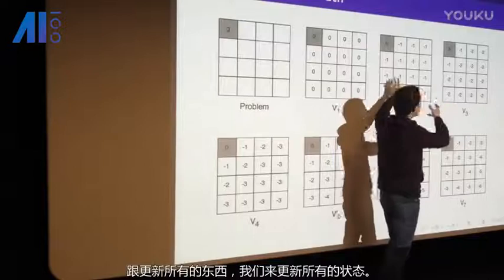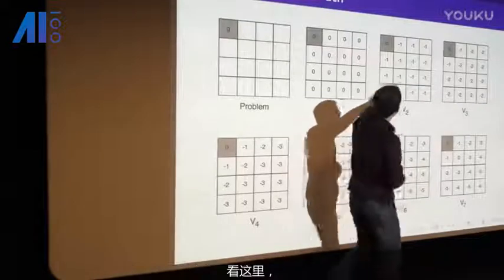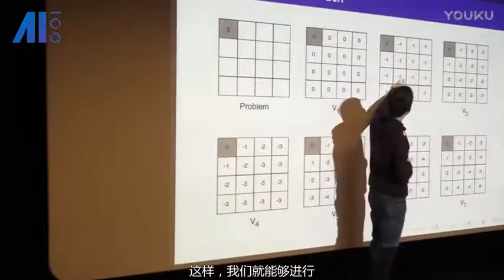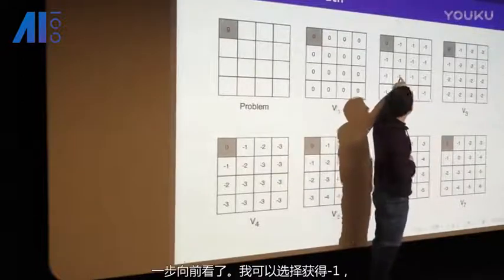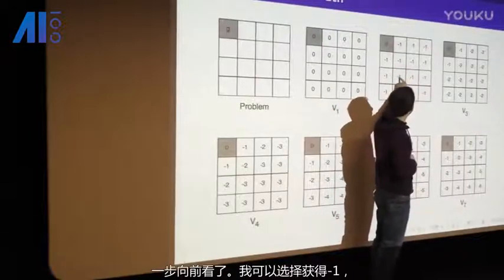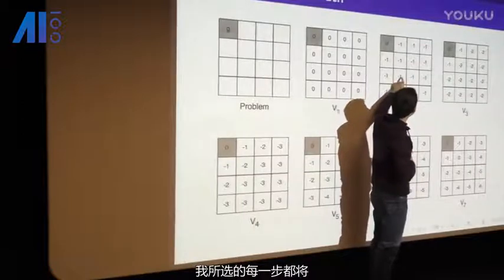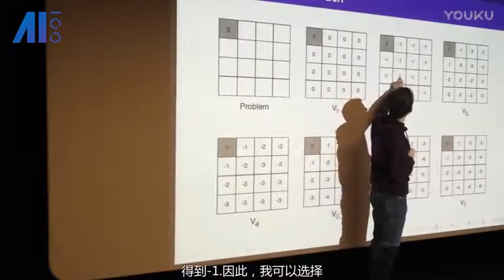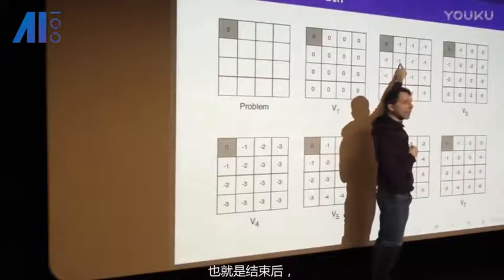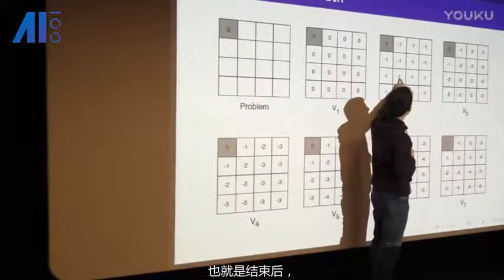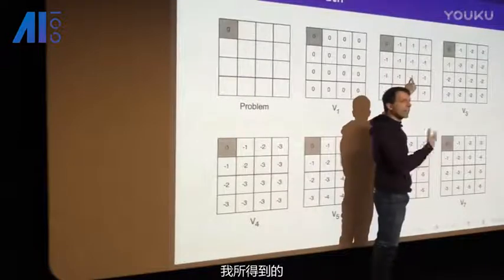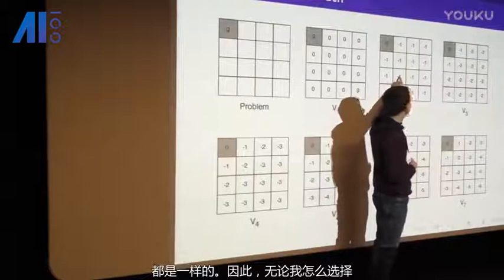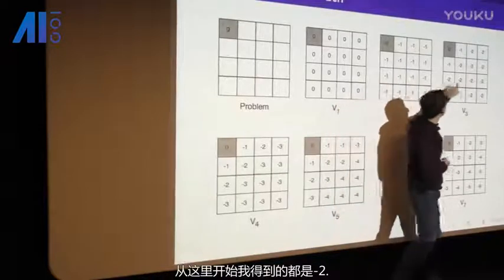We update all states by doing a 1-step look ahead, by saying, okay, I maximize over all of the things which I might do. So from here I can do a 1-step look ahead. Every step I take will get me -1 reward, remember? So I can choose to get -1 reward and end up in a state that has a value of -1, or a -1 reward and end up in a state that has -1, or the same here or the same here. So no matter what I choose, I'm going to get -2 from here, which is what we fill in here.